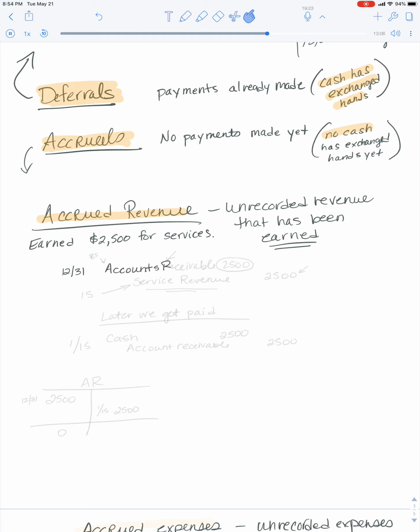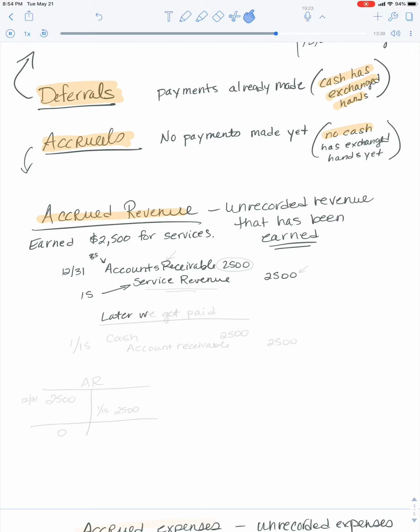And we're going to credit service revenue, or fees earned would be okay too, for $2,500. Okay, so here is where we hit the income statement, and we didn't get the cash, so we're putting it in accounts receivable as a holding place. And then later we get paid. Probably next year.